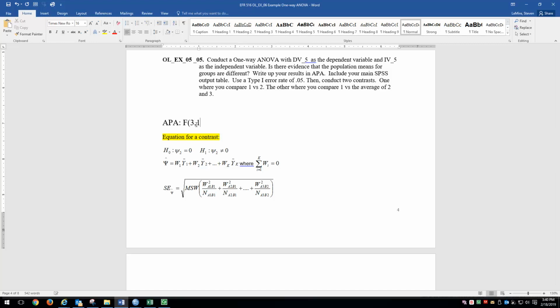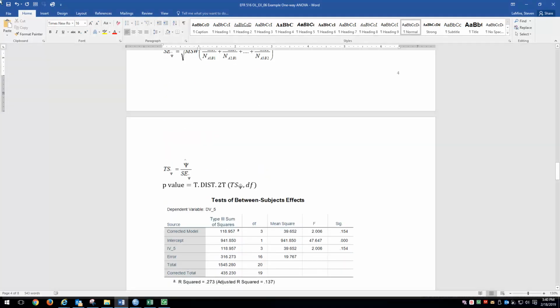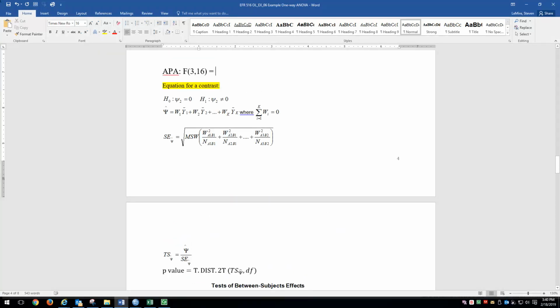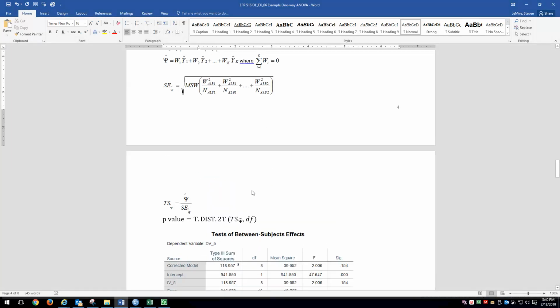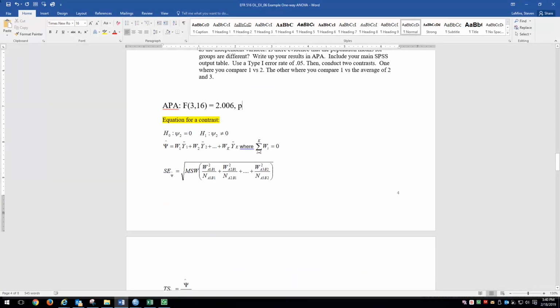It equals, what's the value of the F? My F equals 2.006, comma, P what? P greater than. My actual P value, again, ANOVA is non-directional, so my actual P value here is 0.154, so my P is greater than 0.05. Now that's my APA.